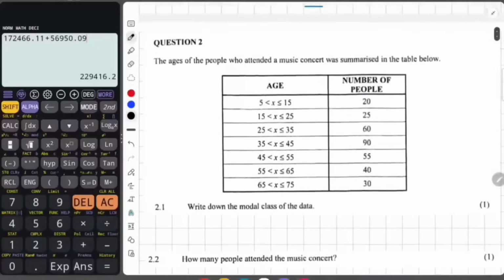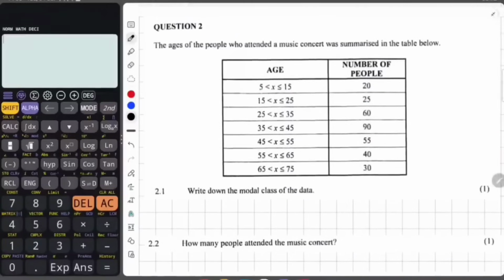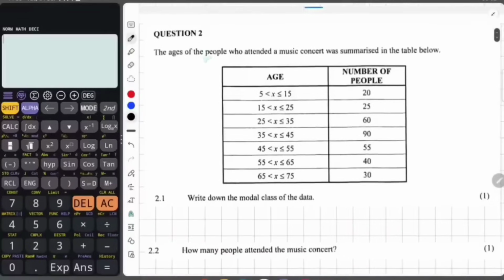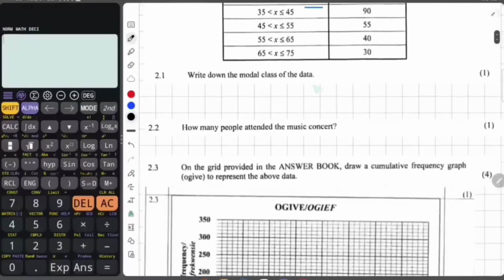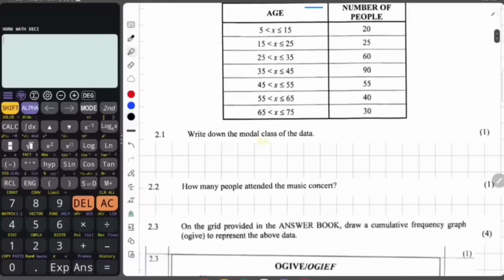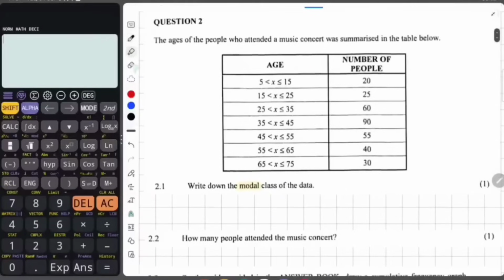And then we move on to question 2 with group data. So now we're on question 2, and question 2 says the ages of people who attended a music concert were summarized in the table below. So here's this table, and the first question is to write down the modal class of the data. So the modal class really refers to the mode, but in this case, this data is in classes.